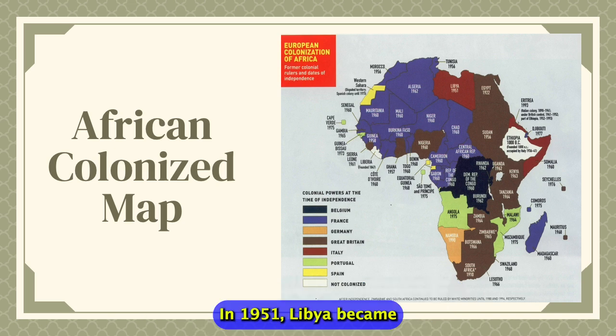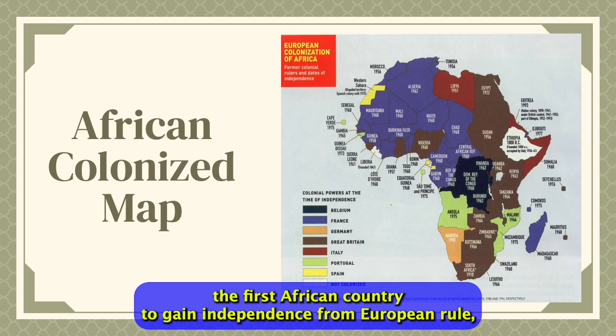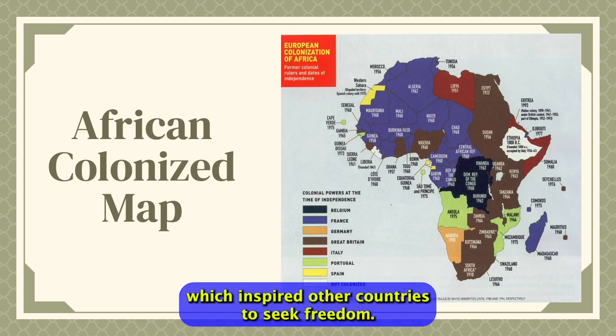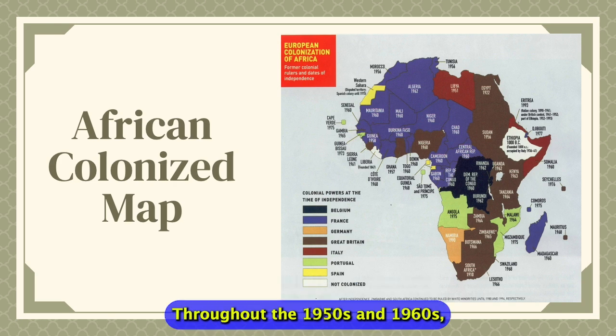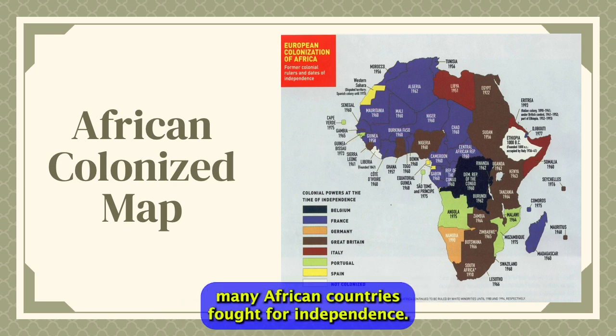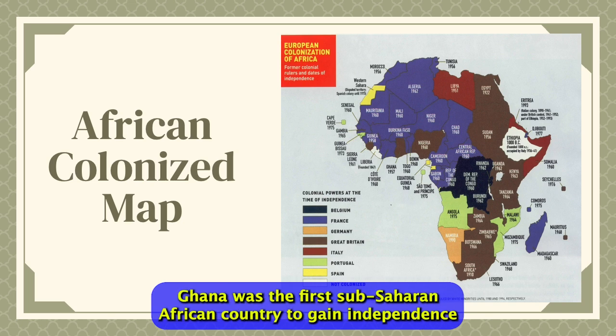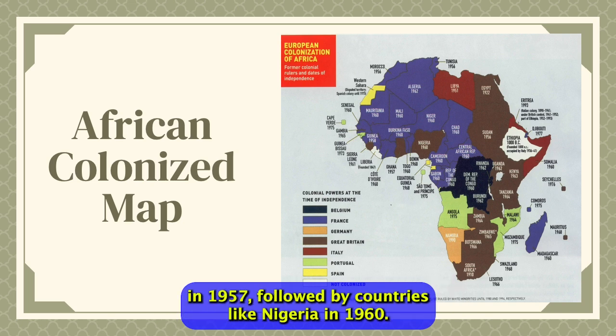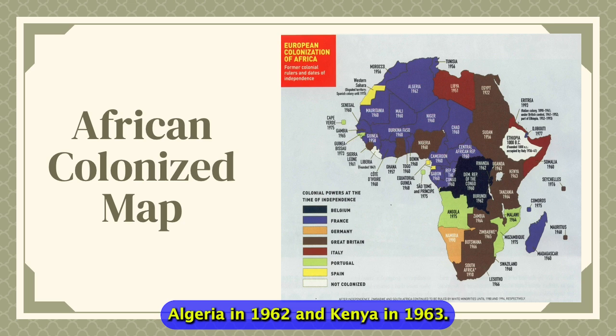In 1951, Libya became the first African country to gain independence from European rule, which inspired other countries to seek freedom. Throughout the 1950s and 1960s, many African countries fought for independence. Ghana was the first sub-Saharan African country to gain independence in 1957, followed by countries like Nigeria in 1960, Algeria in 1962, and Kenya in 1963.